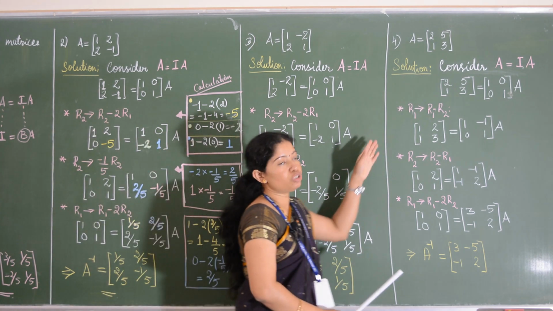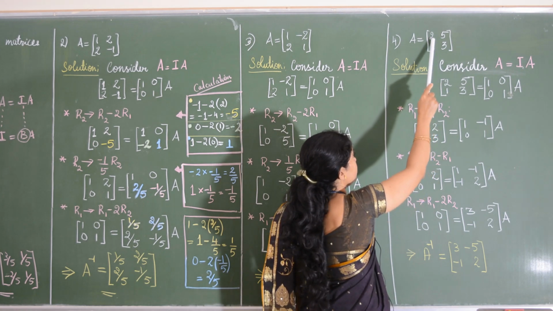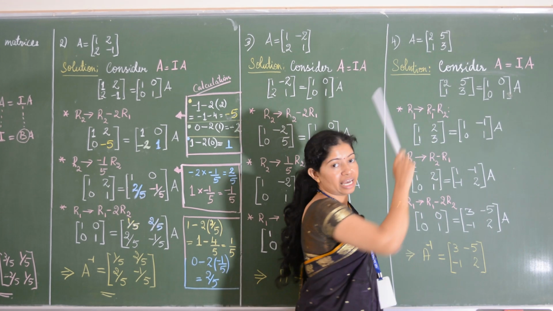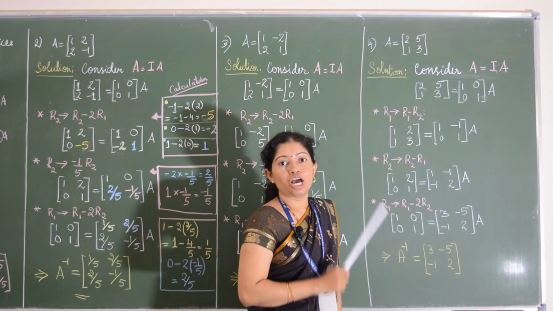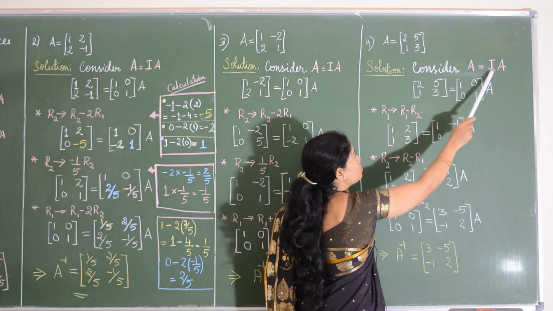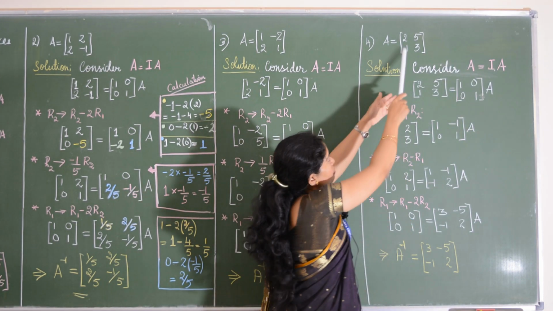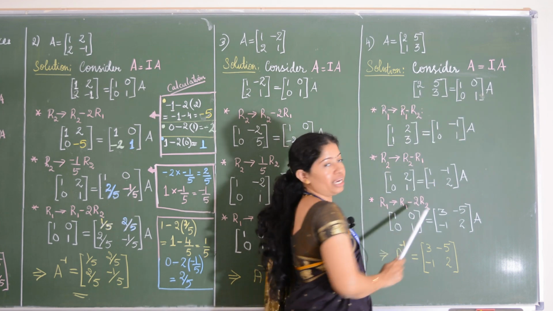Now coming to the fourth problem, here the matrix A is having the elements 2, 5, 1 and 3. Again it is a 2 cross 2 matrix. So if you want to apply row operations, you have to write A is equal to IA. Then write the matrix A is equal to identity matrix into A.